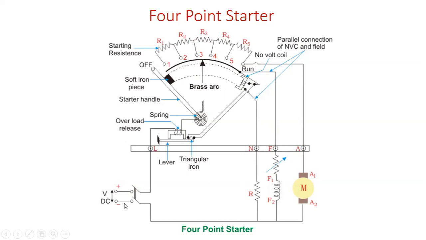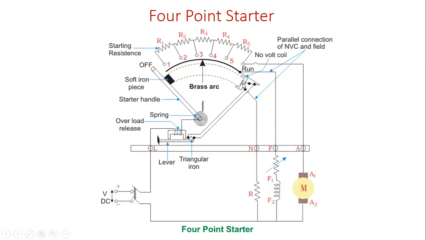Now again, if I close the switch and start, the supply will come to the L. Again, this no voltage release coil will be energized, and from now we want to move the starter handle from the off position to the run condition in a slow and steady manner, in order to eliminate sparking over here. Now what happens when it comes to the run condition? This no voltage coil will behave as an electromagnet, such that the iron piece found in the handle will get attracted.